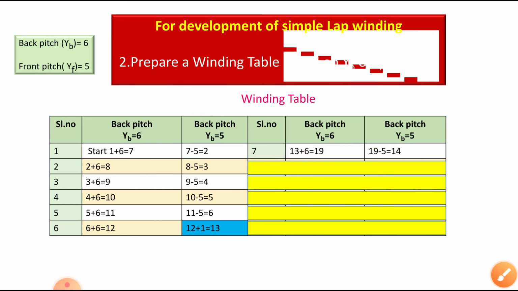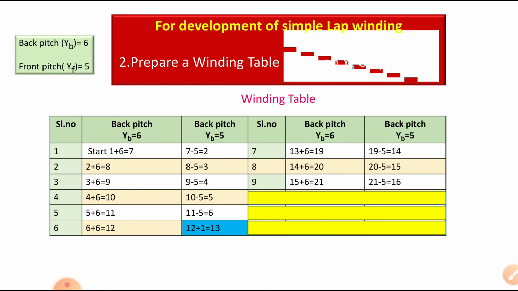So based on this, the same: 13 plus 6 is 19, 19 minus 5 is equal to 14, and 14 plus 6 is 20, 20 minus 5 is equal to 15. So 15 plus 6 is 21, 21 minus 5 is 16, 16 plus 6 is equal to 22, 22 minus 5 is 17, 17 plus 6 is 23, and 23 minus 5 is 18. So lastly, 18 plus 6 is 24. So the 24 is the finishing conductor.